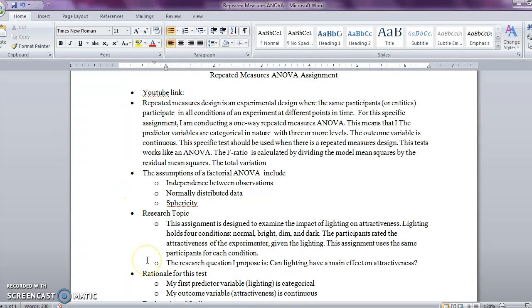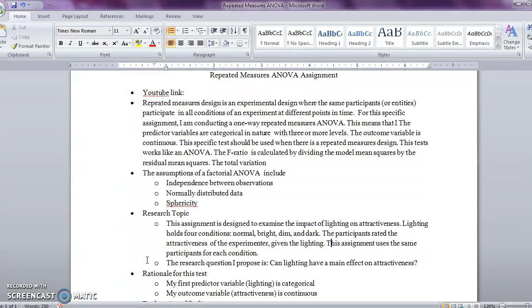Okay, so for this assignment, I am doing a repeated measures ANOVA. The first thing that I want to do is talk about what a repeated measures design is. It's specifically an experimental design where you use all the same people and they participate in each condition of the experiment at different points in time.